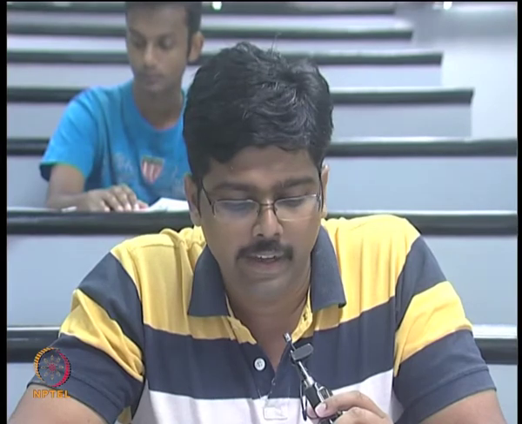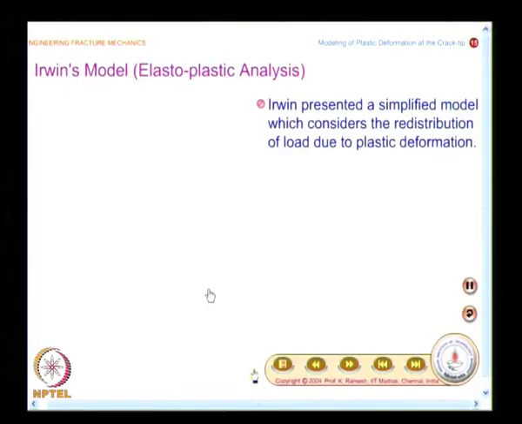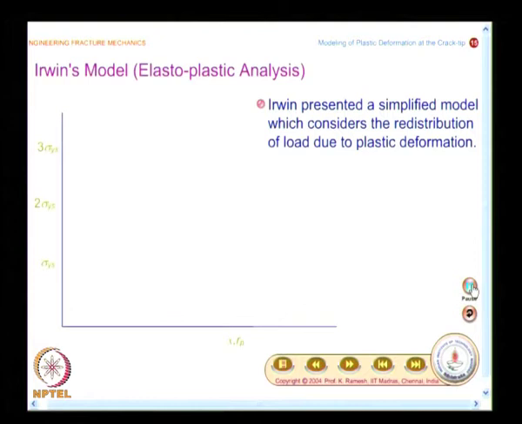Yes. The plastic zone size obtained through Irwin's model is quite large in comparison to the one obtained through the yield criteria applied to the elastic field. Why? I think we will go back and then see how Irwin's model was developed. And what we have said at that time was Irwin presented a simplified model which considers the redistribution of load due to plastic deformation. And what have you done in the simplistic case?